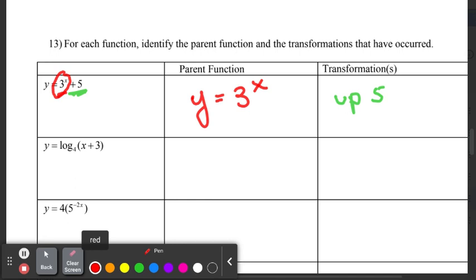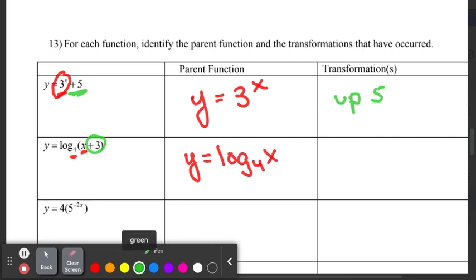Now for y equals log base 4 of the quantity x plus 3, we have to have a base and then the x. So our parent function is y equals log base 4 of x. Now in this case, the plus 3 is inside the parentheses with the x. So that means you're changing the x value so it becomes a left or right thing. And x is the naughty letter, so we're not adding 3, we are subtracting. So we're moving left 3 spaces. When you're doing transformations and describing, you have to describe the direction, up, down, left, right, and then the number.